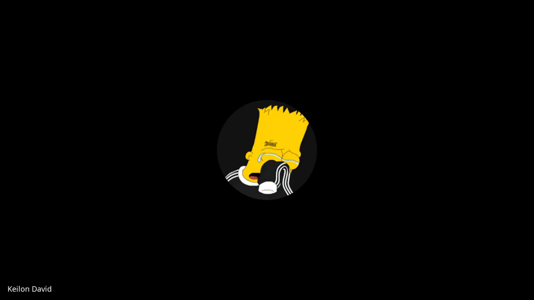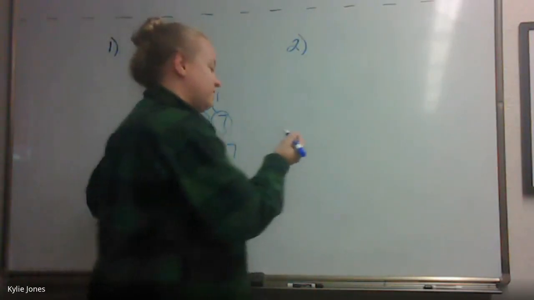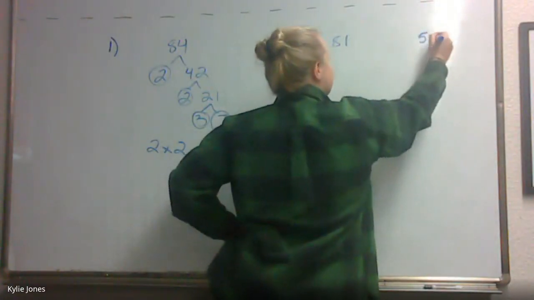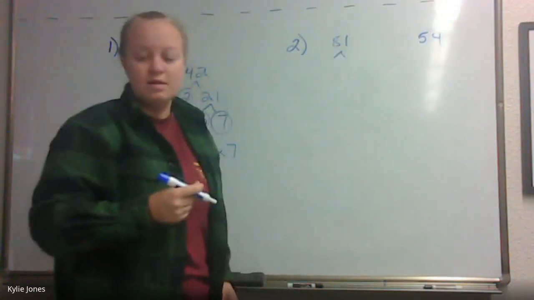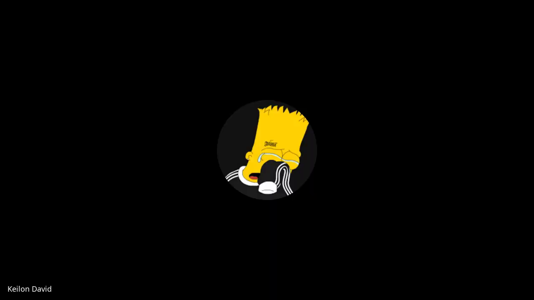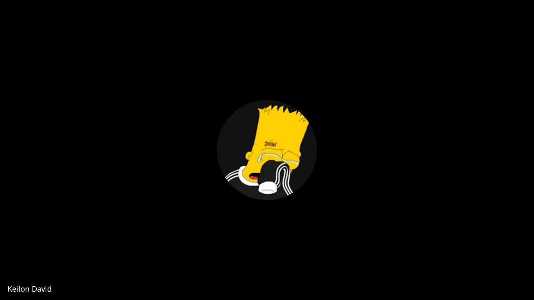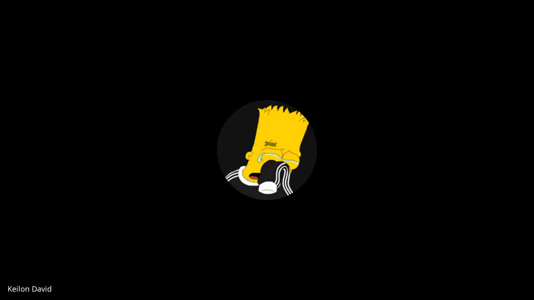Cool. Number 2, find the GCF, greatest common factor, of 81 and 54. So we need to do a factor tree for 81 and 54. Can you guys see that far over? Okay, 81. What numbers multiply to 81? 9 and 9. Good. 9 times 9. Are these prime? No. What numbers multiply into 9? 3 and 3. Good. 3 times 3 and 3 times 3. And we know that 3 is prime, so we're good with that one.